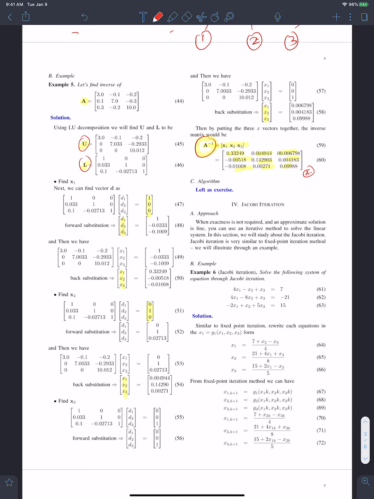Now, what you can do is go and check what A times A inverse is. You know that it should be 1 0 0, 0 1 0, 0 0 1. What is A inverse times A? It should also be the same. It should be an identity matrix. So that's how you can check.